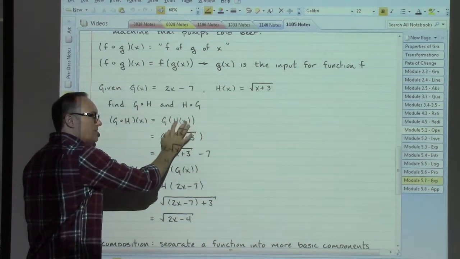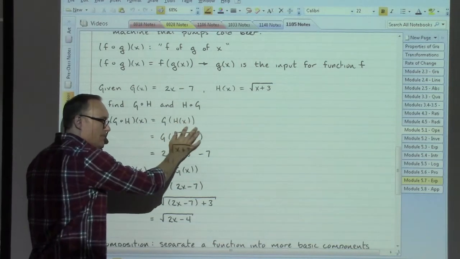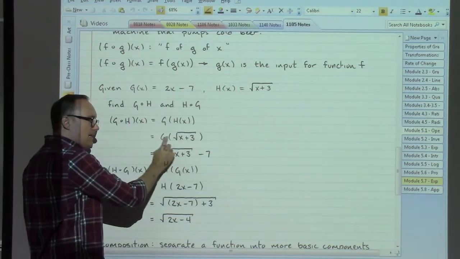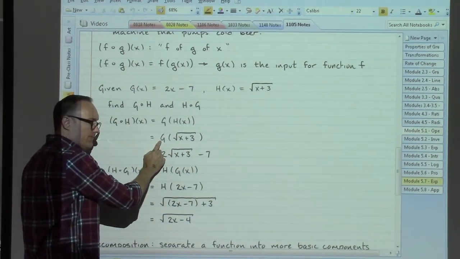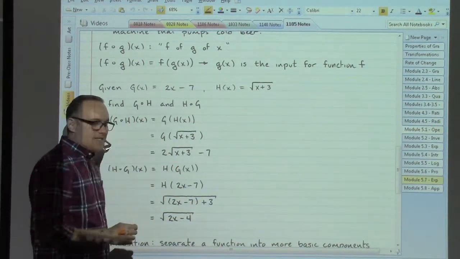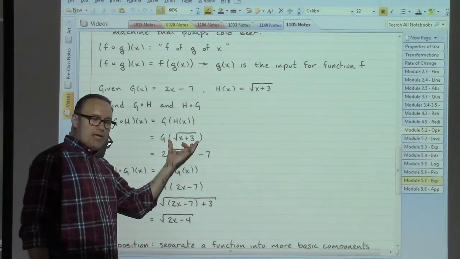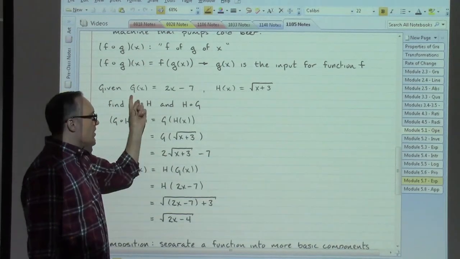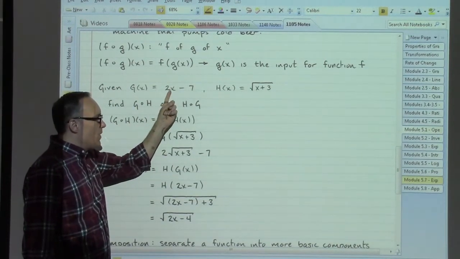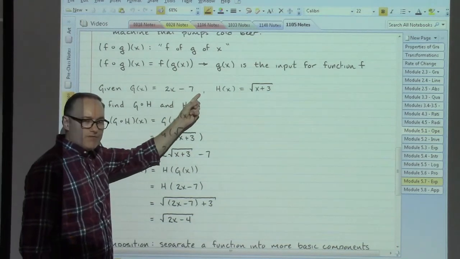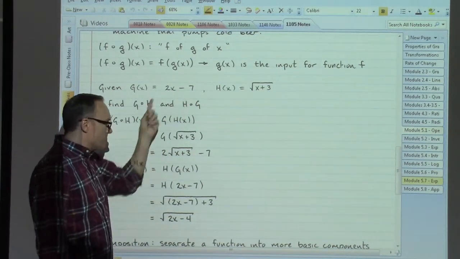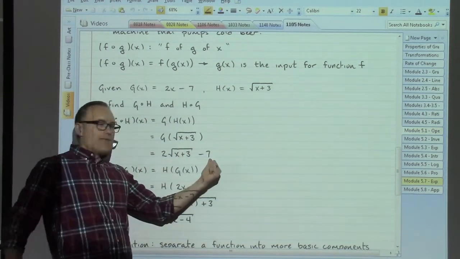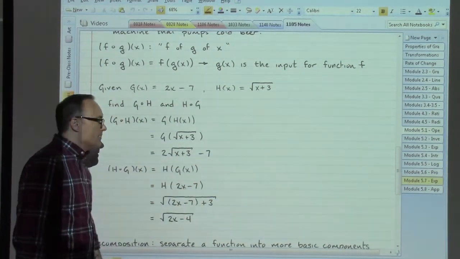That capital H of x function, I'm going to go ahead and put in the specific version of that. The square root of x plus 3 is getting put into our capital G function. Everywhere we used to see an x, we are now going to put in a square root, specifically square root of x plus 3. So G of x used to say 2x minus 7. Instead of the x, I want a square root of x plus 3, and then there's that minus 7 tagging along at the end.